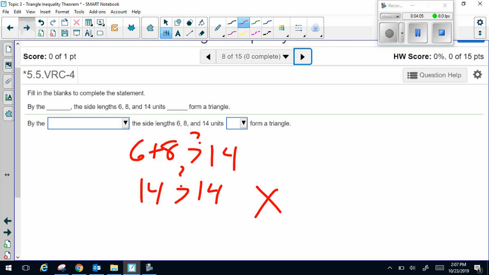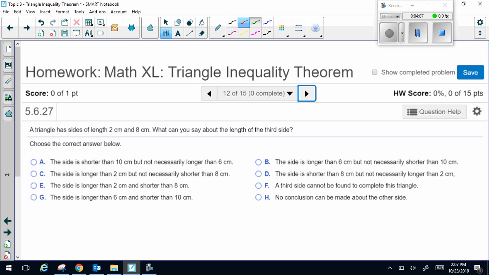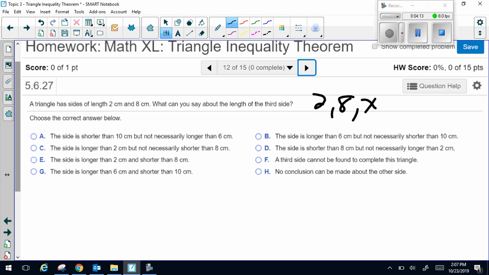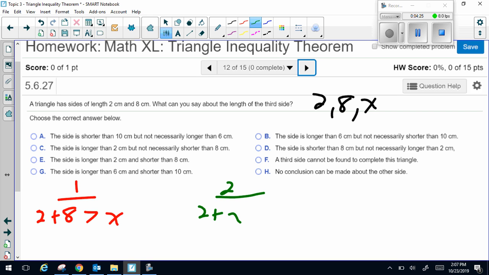Okay. And the last one, they give us two side lengths, 2 and 8, and we need to determine the third one. Well, that gives me 3 scenarios. Scenario number 1 is that 2 and 8 are the two smallest sides. Scenario number 2 is that 2 and X are the two smallest sides, and 8 is the largest. And scenario number 3 is 8 and X are the smallest, and 2 is the largest.